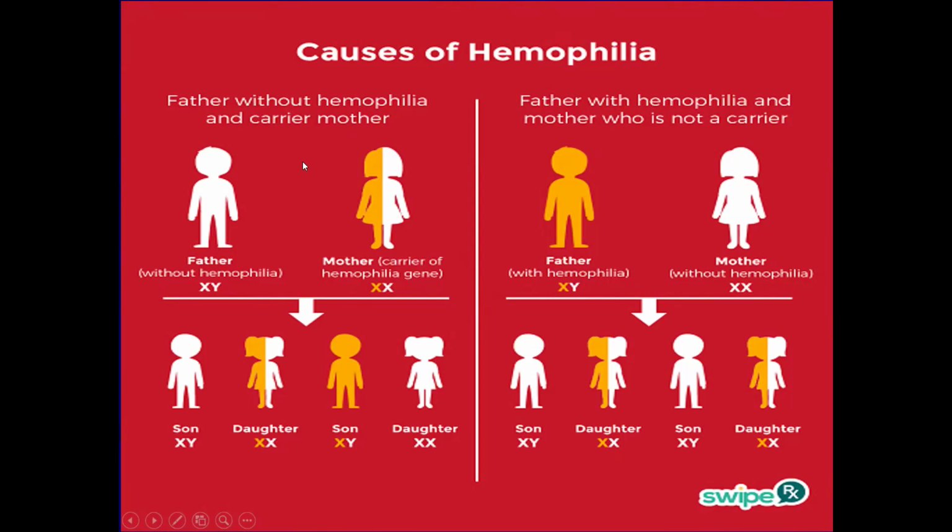So these are the causes of hemophilia. A father without hemophilia and a carrier mother can result in a son having hemophilia because it's on the X chromosome. The daughter will just be a carrier because it's only on half of her X chromosome. As opposed to a father with hemophilia, it's on his X chromosome, but the mother does not have it, so the son will not. But the daughter will be a carrier because it's on her X chromosome. So in order for a son to have it, the mother has to be a carrier.